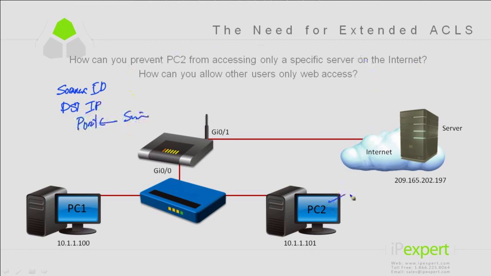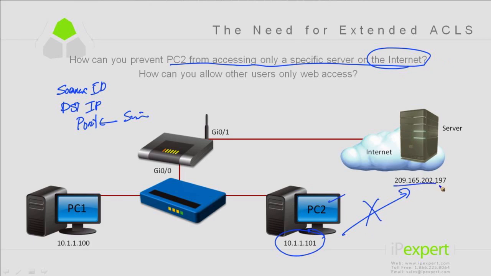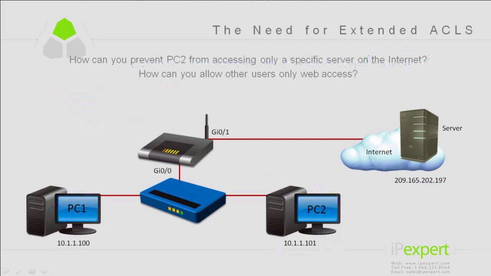So in this scenario, I want to prevent PC2 from accessing only a specific server on the internet. In other words, I don't want PC2 to be able to access this specific IP address here, 209.165.202.197. I want to allow all other users to come in and access just web services. So how can I allow other devices, like for instance PC1, to have access while restricting PC2? Well, let's take a look at that.